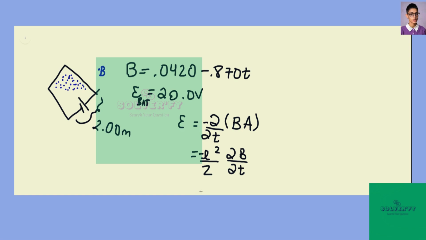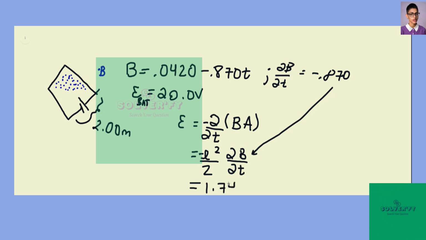So now we can say that dB/dt is minus 0.870. I wrote that 8 backwards. Okay, so a negative constant. And so we would plug this in here and then plug in L is 2 meters into here. And when I did this, I obtained that the EMF was 1.74 volts.